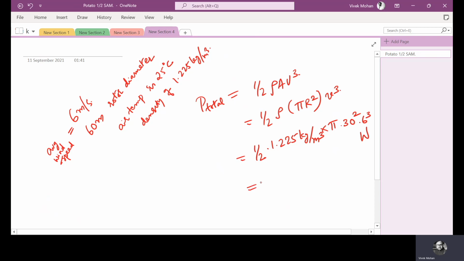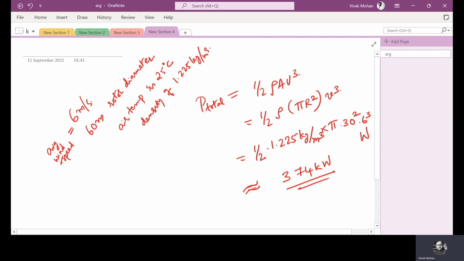So if you want to find it in kilowatts, you can divide it by 1000, then you will get approximately 374 kilowatts. So this is the total power that can be extracted from such a wind site where wind speed is given and the air density is given and the swept area is given. Okay, so that is what.